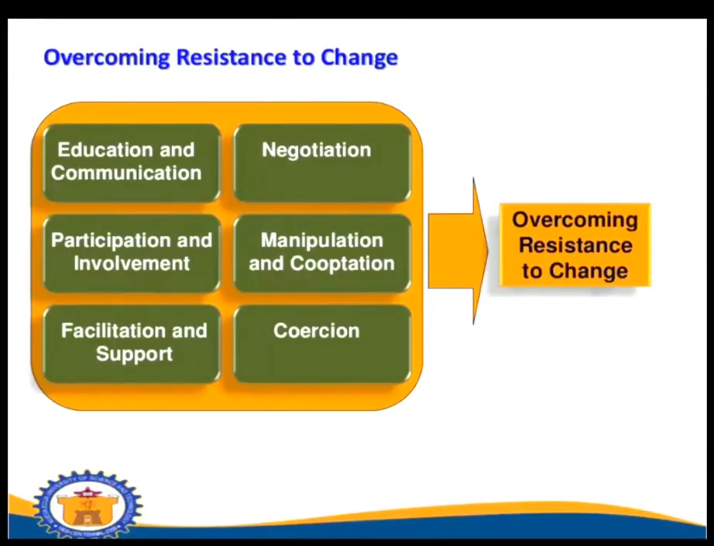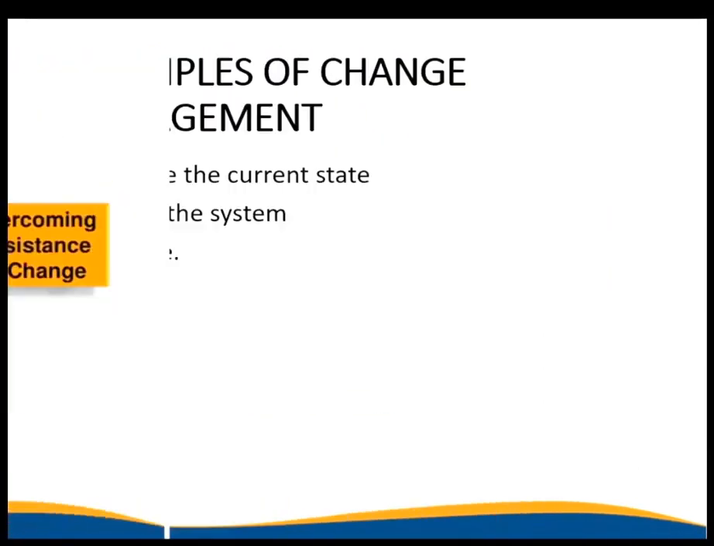How do we overcome resistance to change? These are examples of overcoming resistance to change. One is education and communication. Next is negotiation, participation and involvement, manipulation and cooptation, facilitation and support, and coercion. This will overcome resistance to change.